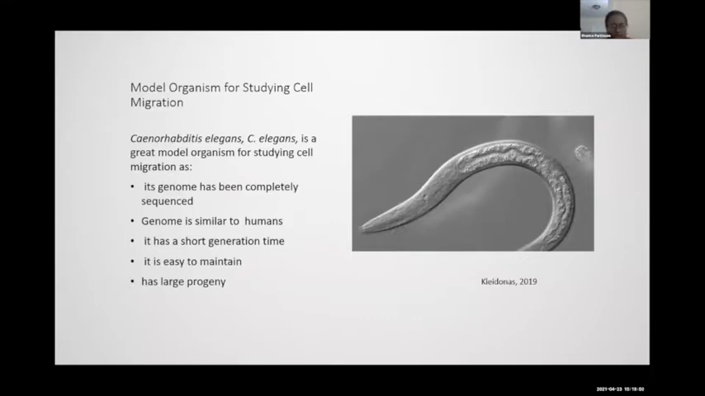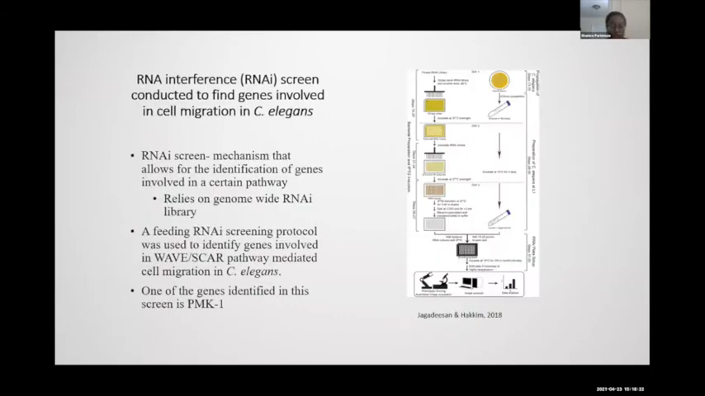So we use C. elegans as a model organism to study cell migration, as its genome has been sequenced in its entirety, allowing for easier manipulation of its genes, and they mirror the mammalian system, among other components. So we use the process known as RNA interference to screen for genes that may potentially play a role in cell migration in C. elegans.